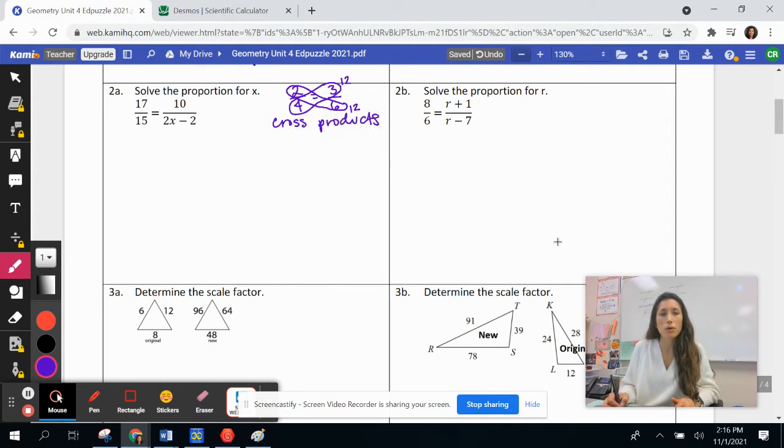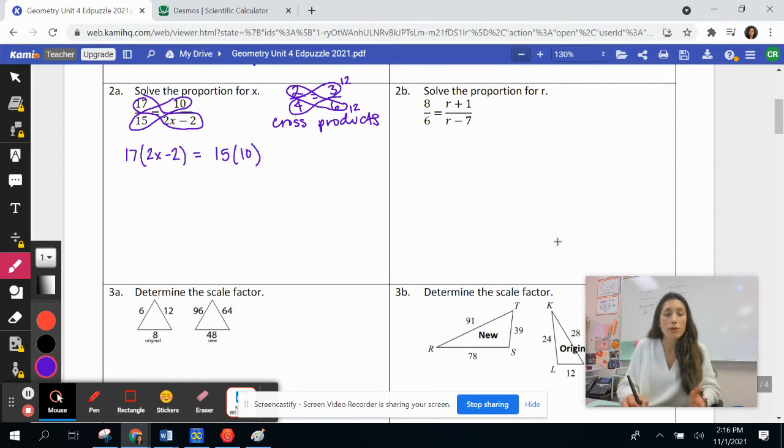Cross products are equal. So I'm going to do that here. Multiply 10 and 15. Multiply 17 with the 2x minus 2. I'll just put the variable. I like to put those on the left side. So we'll multiply 17 with 2x minus 2. And then we're going to set that equal to 15 multiplied with 10.